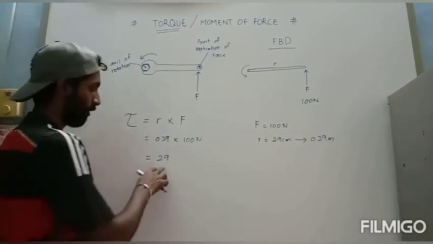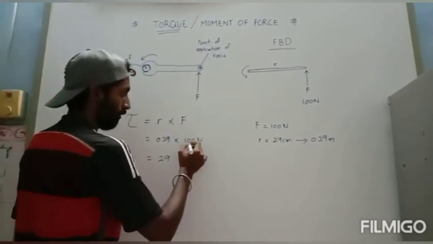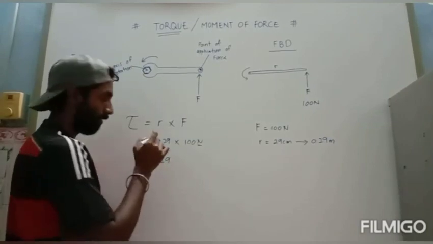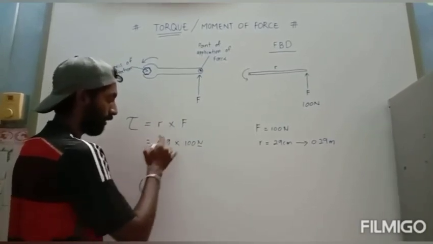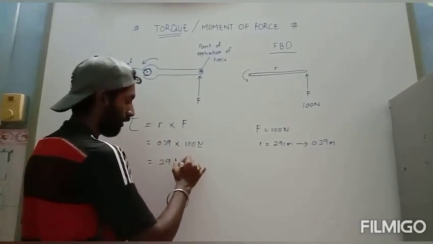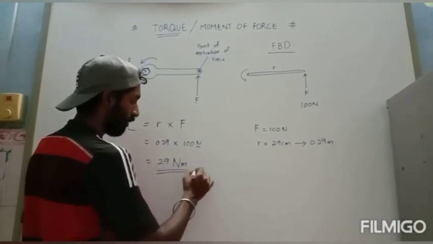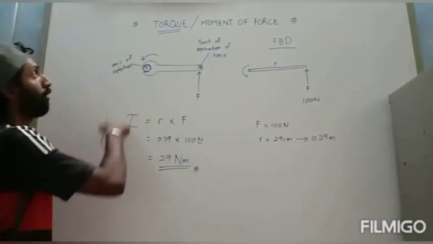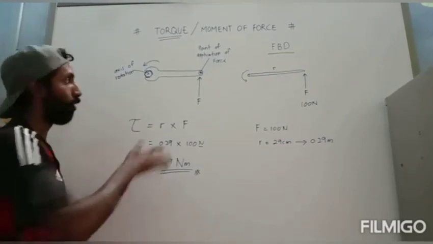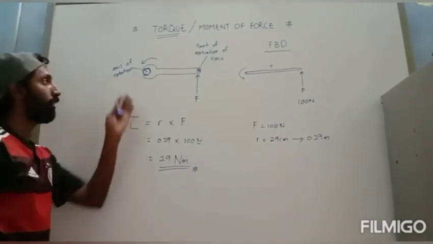The unit is Newton meter. The force is in Newton, so do not forget the units. The length is in meter, so the unit is Newton meter. This is the value of torque for this system to remove the bolt.